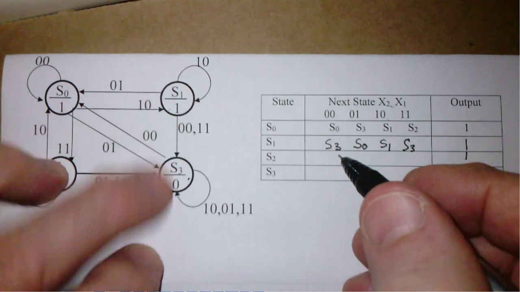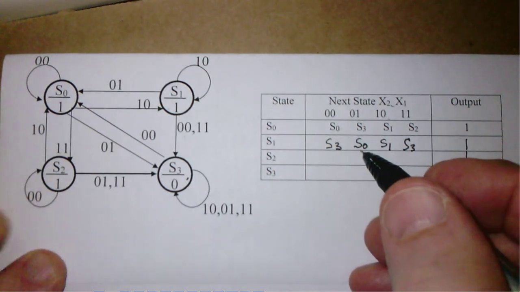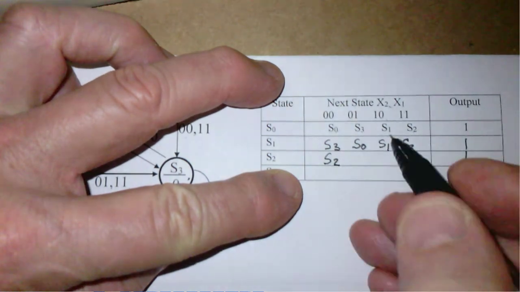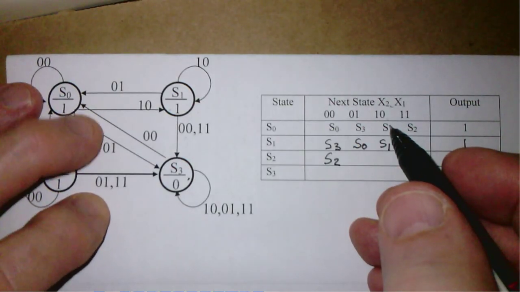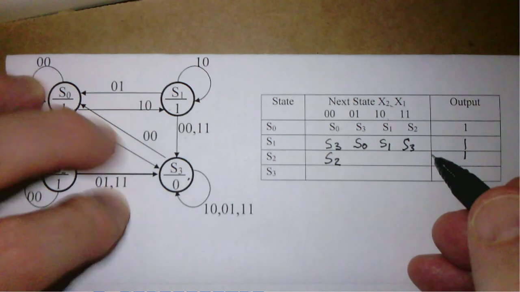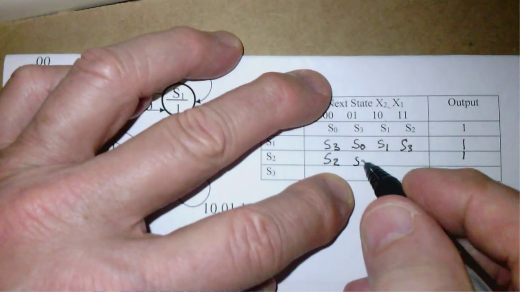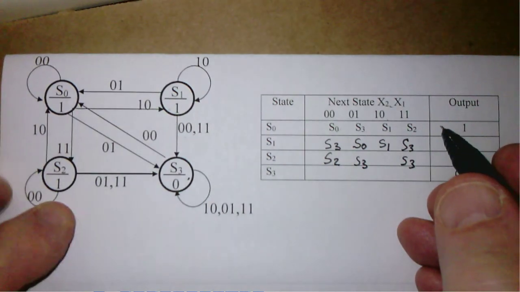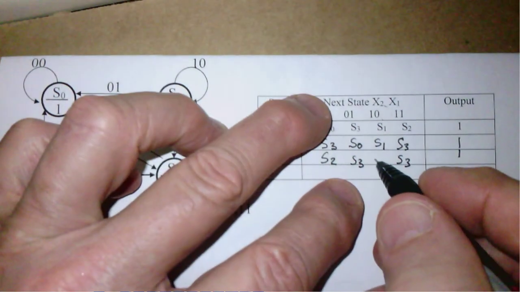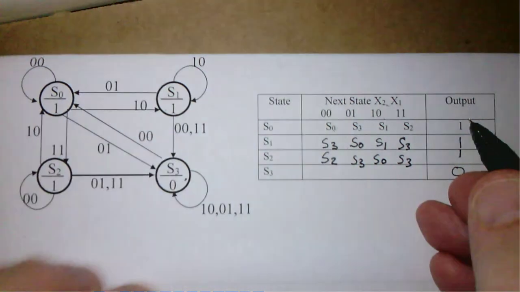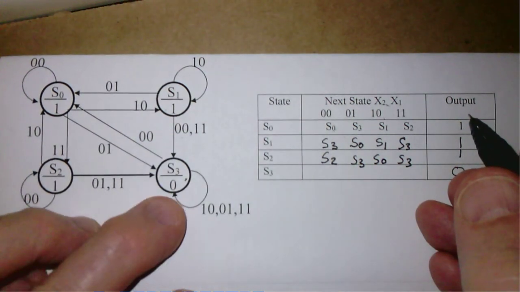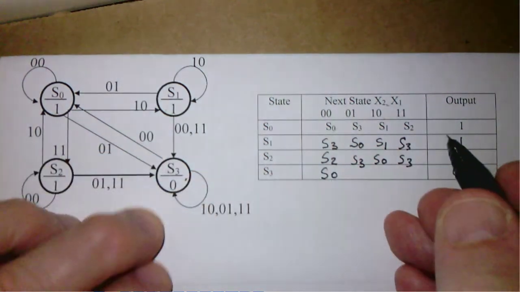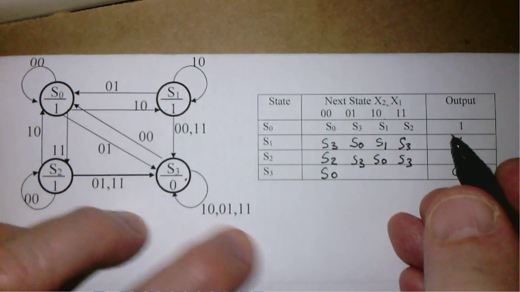Now, S2. On 0, 0, we stay there. On 0, 1 and 1, 1, we go to S3. And on 1, 0, we go back to S0. And what about S3? On S3, on a 0, 0, we go back to S0. But on everything else, we stay there: 1, 0, 0, 1, and 1, 1.